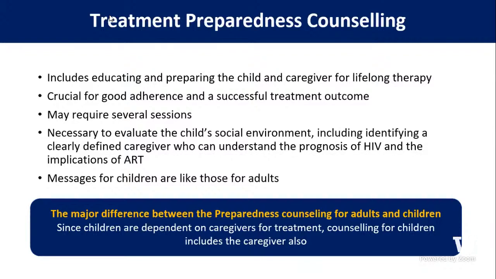So, treatment preparedness counseling. It's a very important issue because not only ART the baby has to take; if the baby is less than 5 years, then again cotrimoxazole, and if the baby is having tuberculosis, then anti-tubercular drugs with pyridoxine. There's quite a huge number of pills to consume. So it's very important to prepare them to take the drugs.